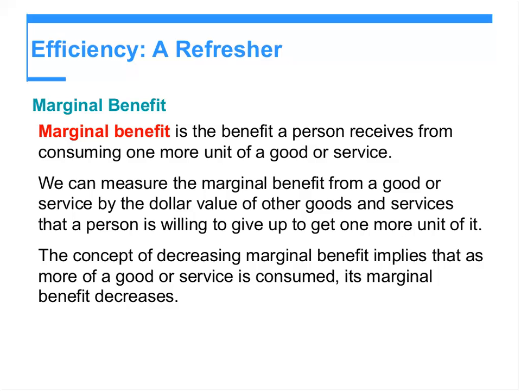So you see, as time passes, your marginal benefit after eating more ice cream is going to decrease. Definitely, the first ice cream will have the maximum marginal benefit because you're starting to get the ice cream. As you consume more, your marginal benefit goes down. So we can measure the marginal benefit from a good or service by the dollar value or other goods and services that a person is willing to give up to get one more unit of it.